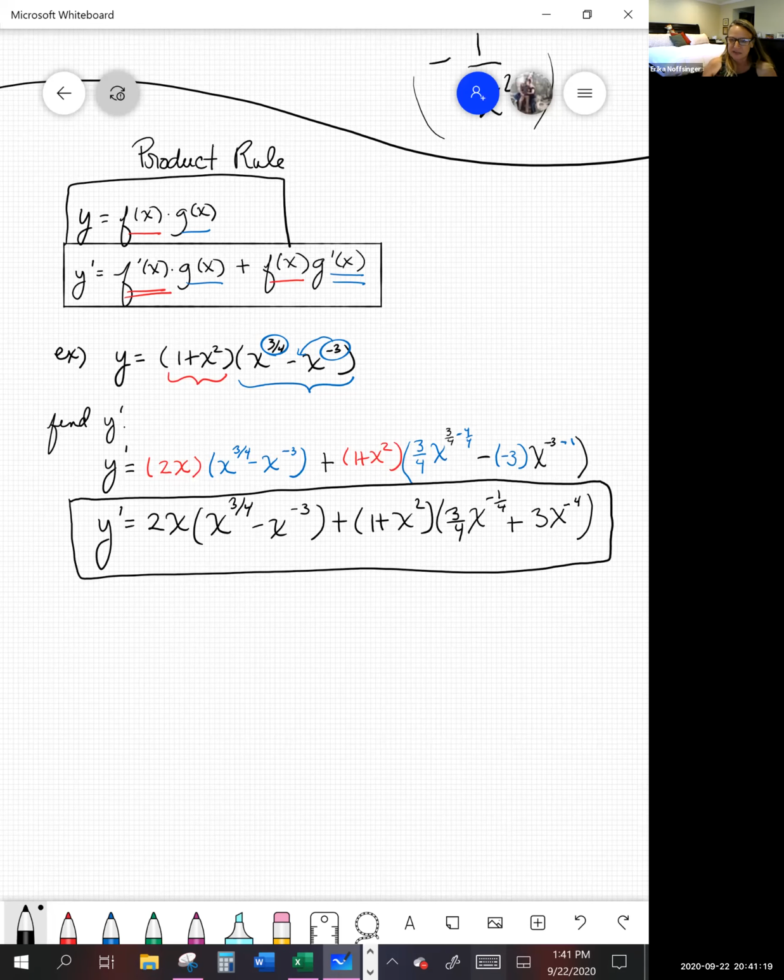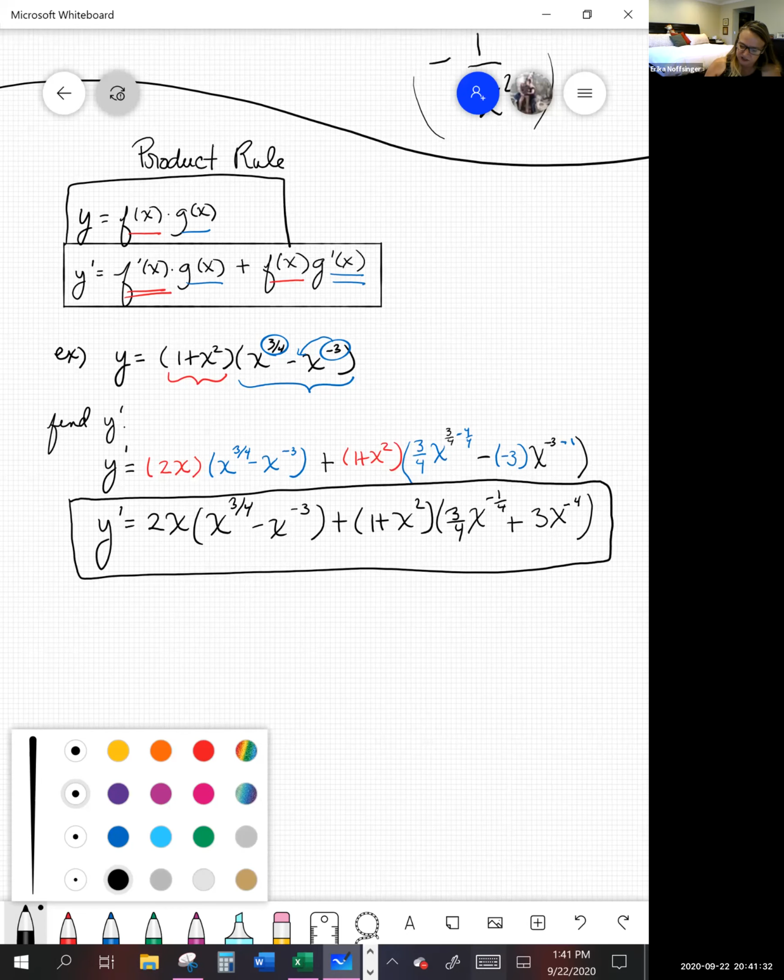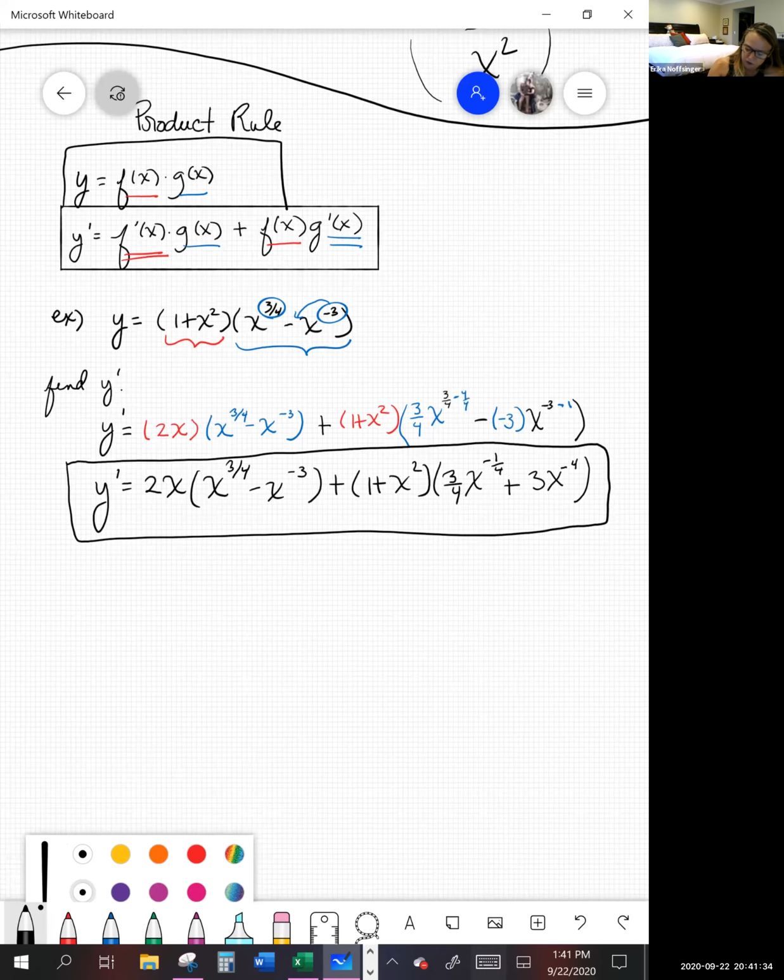So unfortunately, we just can't take the derivative of the numerator over the derivative of the denominator. You could do that with limits. We could take the limit of the numerator over the limit of the denominator. You can't do that with derivatives of a rational function. So this is called the quotient rule.